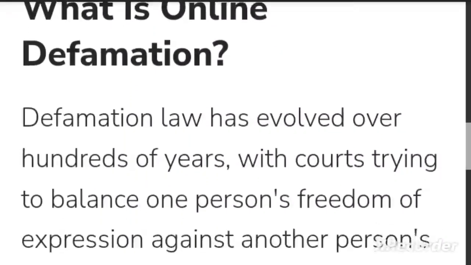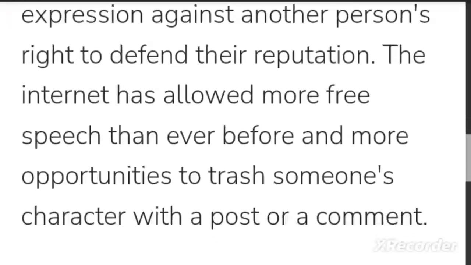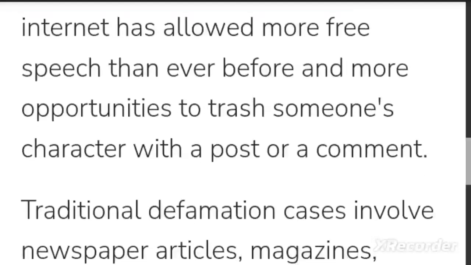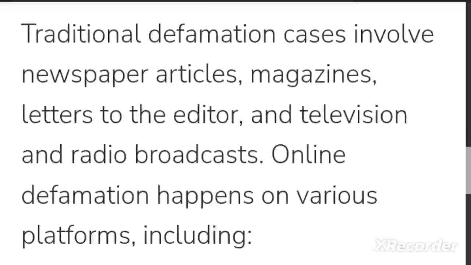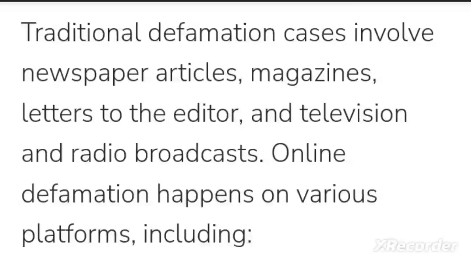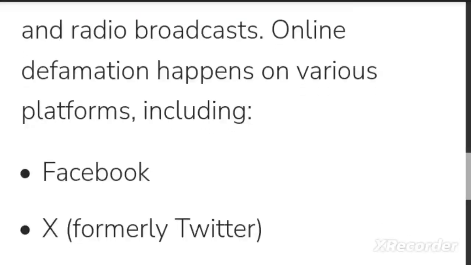What is online defamation? Defamation law has evolved over hundreds of years, with courts trying to balance one's freedom of expression against another person's right to defend their reputation. The internet has allowed more free speech than ever before and more opportunities to trash someone's character with a post or comment. Traditional defamation cases involve newspaper articles, magazines, letters to the editor, and television and radio broadcasts.